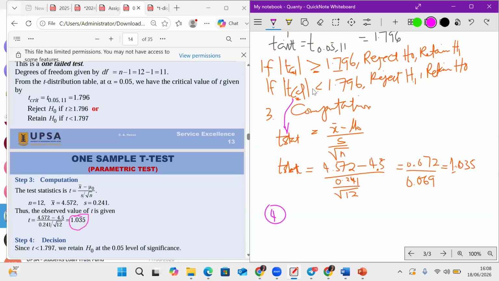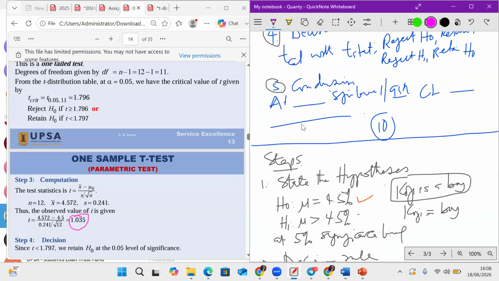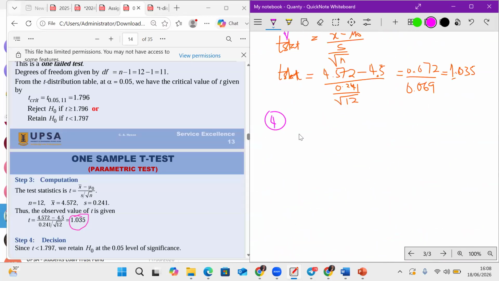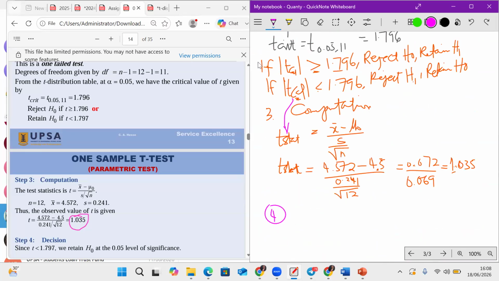Step 4. What is step 4? It's very easy. Step 4 is decision. Compare the T cal with the T start. Then it will tell you whether. Let me explain it here. The decision rules we set here, we are now going to confirm whether what we obtain for the T start satisfies any of these two. Whichever one is satisfied, that's what we are going to conclude on.